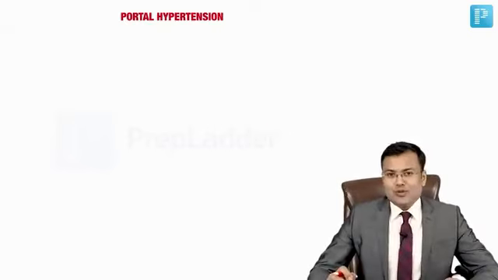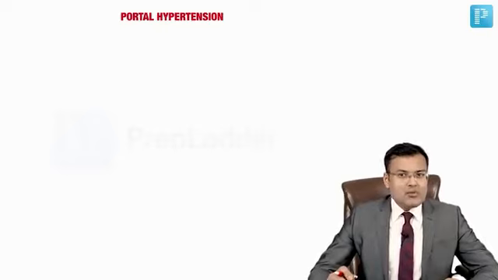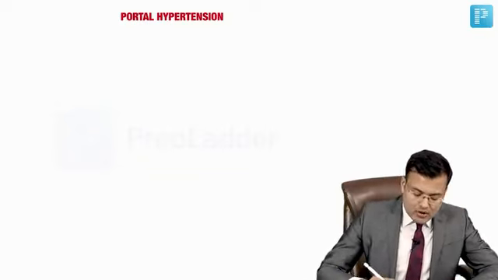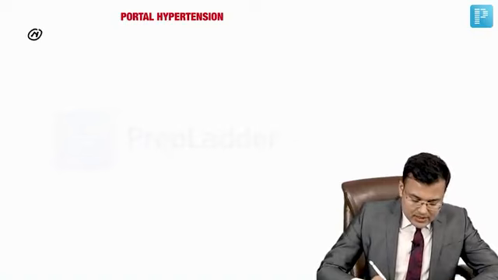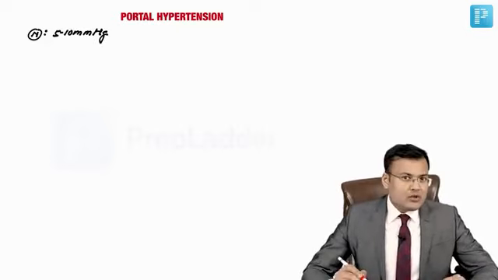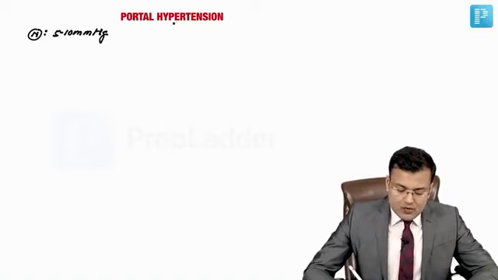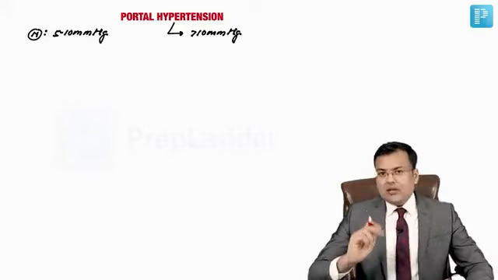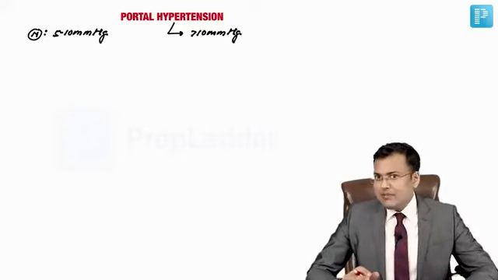Now we are going to start portal hypertension. So how much is the normal portal pressure? Normal portal pressure is 5 to 10 mmHg or 10 to 15 centimeters saline. So what is the definition of portal hypertension? Whenever the portal pressure is more than 10 mmHg. This is the definition.